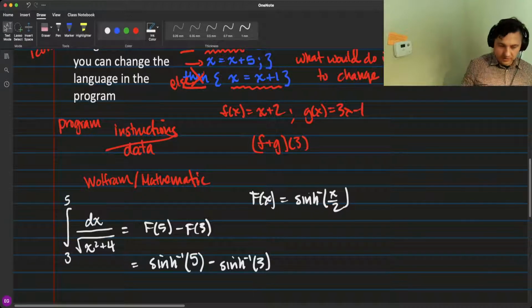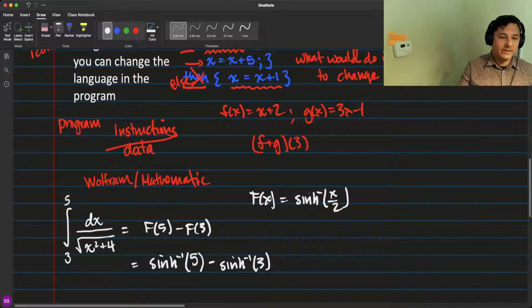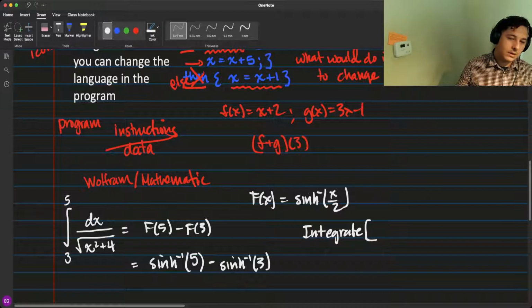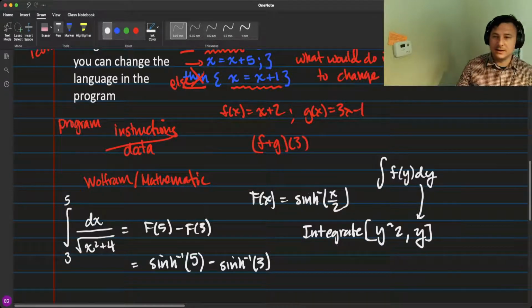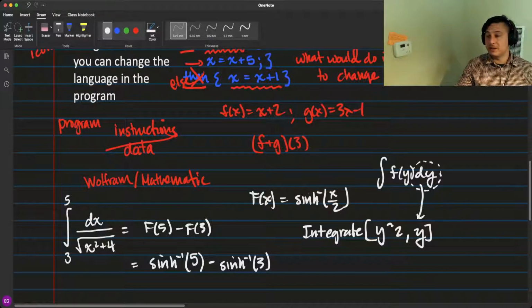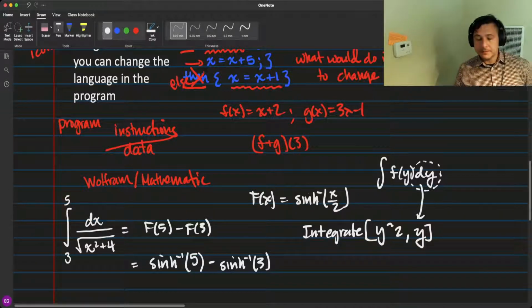Okay, so does everyone feel comfortable? You've got the integrate command on Wolfram. If you have a y-valued function, you could do integrate y squared, and then you put a y. So if you have the antiderivative of f of y dy, right? If it's dy, you have to have y there. Does that make sense? When you have the differential here, it tells you what you're taking the antiderivative with respect to. So you need to tell it what variable to integrate with respect to. Alright.